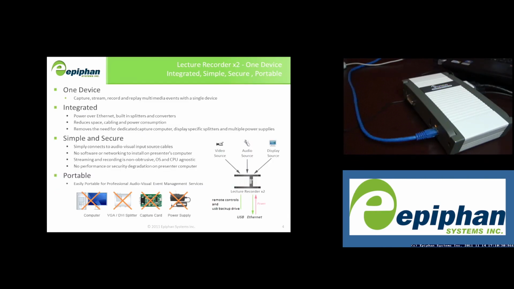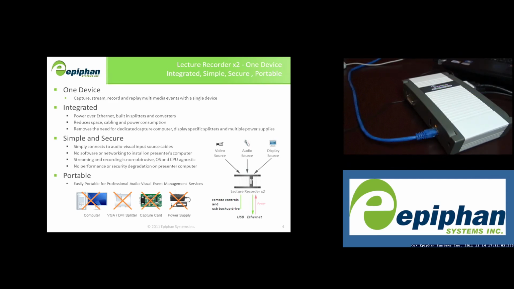So that's an overview of the hardware from an interface point of view. It's a single device to capture, stream, record and replay. It's integrated with power over Ethernet, saving extra power supplies and reducing power. It has built-in splitters and converters, again reducing power and reducing the number of devices required in the conference room, meeting room, or lecture hall. You don't need a dedicated capture computer with a card and splitters under or behind the podium.